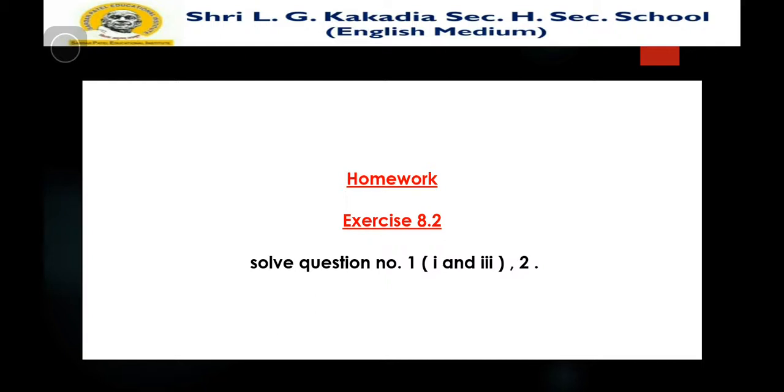Now for homework, from exercise number 8.2, some questions are given. Question number 1, there are remaining examples 1 and 3 to solve, and also question number 2.